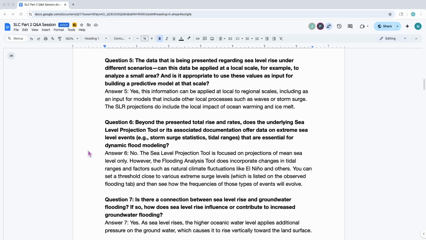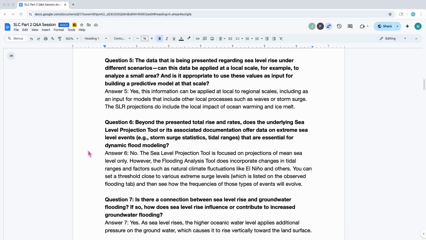Yeah, this is Phil Thompson. I'll take that one. And the answer is yes. This information can absolutely be applied at local to regional scales. And it's certainly appropriate to use that as input for potentially a higher resolution or a more locally focused model that might include processes that aren't included in the more global climate models, such as waves or storm surge.